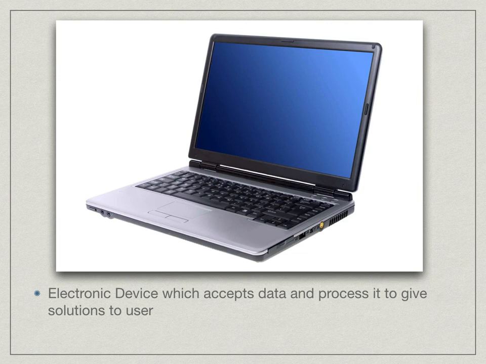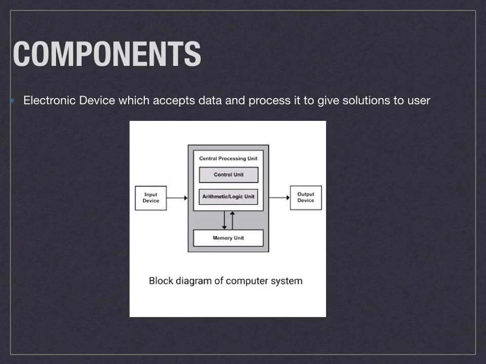Based on these parts, we have different components in the computer. Mainly a computer system contains four components. The first component is the input unit, or we call it input devices. The second one is the central processing unit, or CPU. The third one is the output device, or the output unit. And there is one more unit called the memory unit.